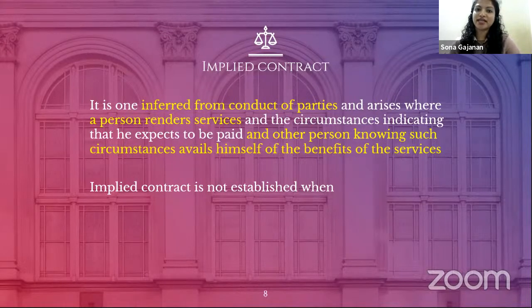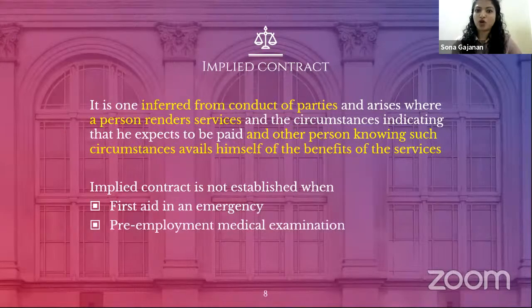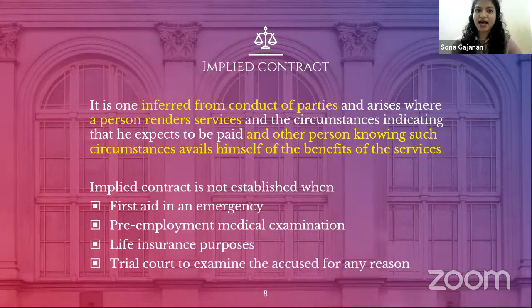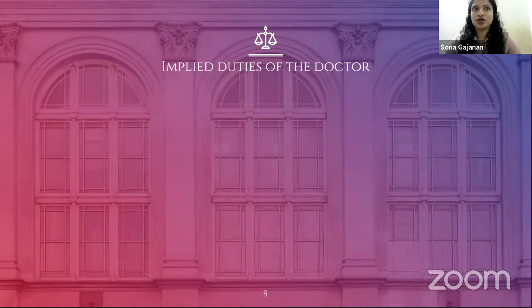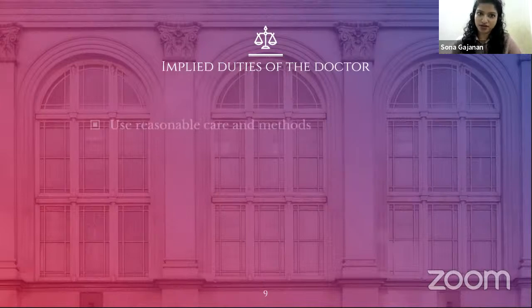An implied contract is not established when first aid is given in an emergency, when a pre-employment medical examination is done, for life insurance purposes, and in a trial court to examine the accused for any reason. In these four circumstances, an implied contract is not established. Now, when there is a contract, obviously there are duties from the doctor's side as well as the patient's side. So what are the implied duties of the doctor?